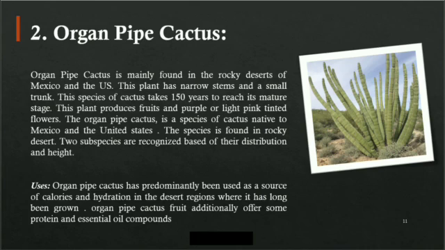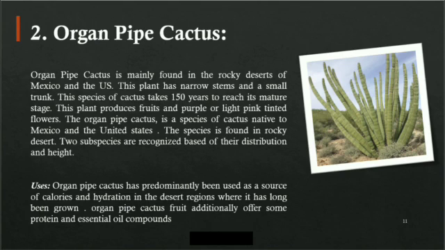Organ pipe cactus. Organ pipe cactus is mainly found in the rocky deserts of Mexico and the US. This plant has narrow stems and a small trunk. This species of cactus takes 150 years to reach its mature stage. This plant produces fruits and purple or light pink tinted flowers.